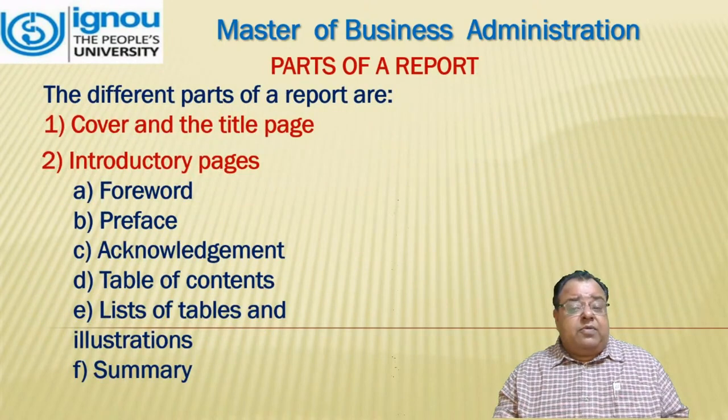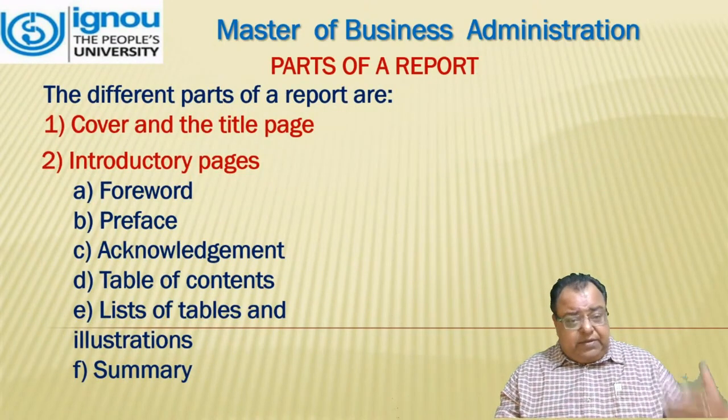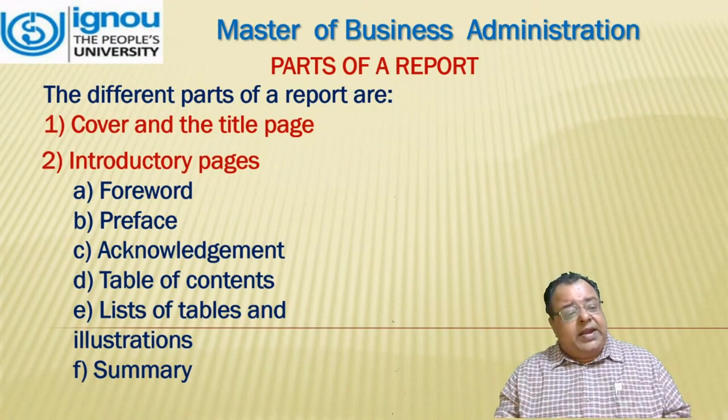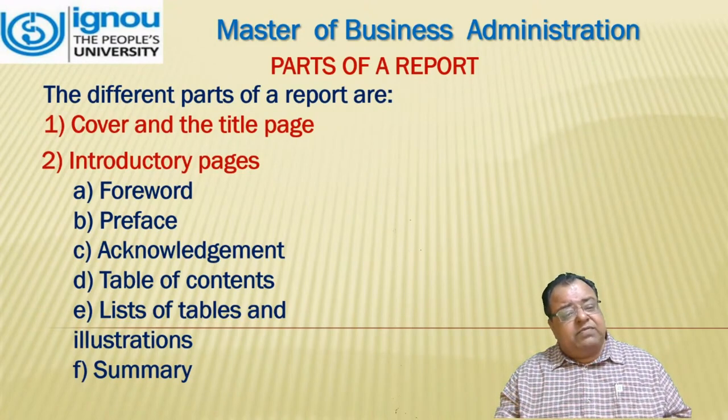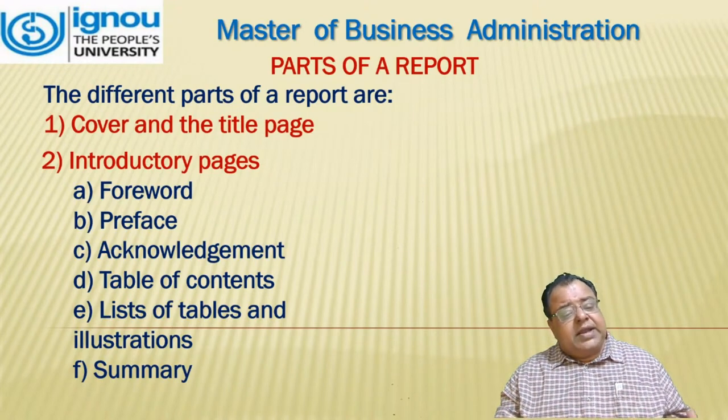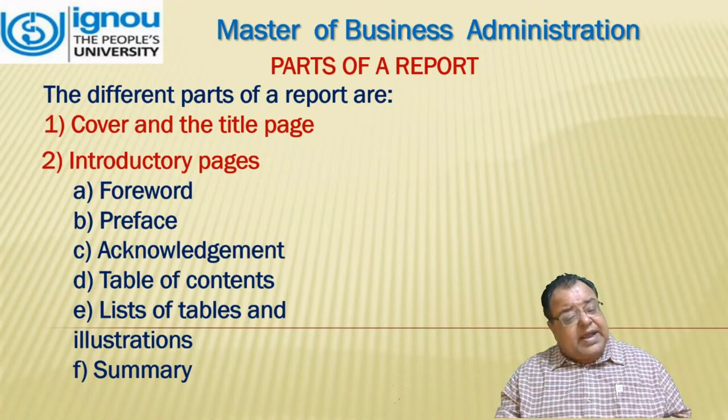What are the parts of the report? Different parts of the report are the cover page and the title page, the front page. Next, the second one is introductory pages, which include foreword, preface, acknowledgements, table of contents, list of tables and illustrations, and summary.